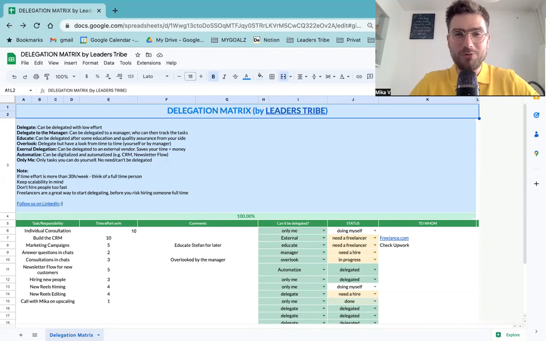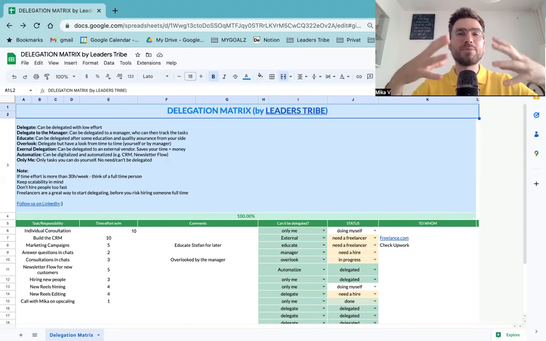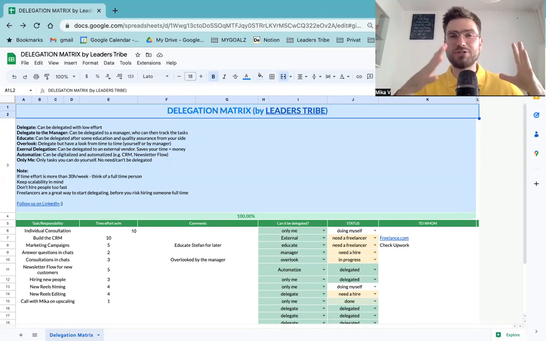I'm the CEO of Leaders Tribe, a community of leaders who want to support each other to become better every day. And today I'll be explaining the delegation matrix that you can use in your company to ensure that you use your time wisely as the CEO, as the leader of the team, and that you delegate as many things as possible, whatever your time, qualification of your employees, and your finances allow you to do.